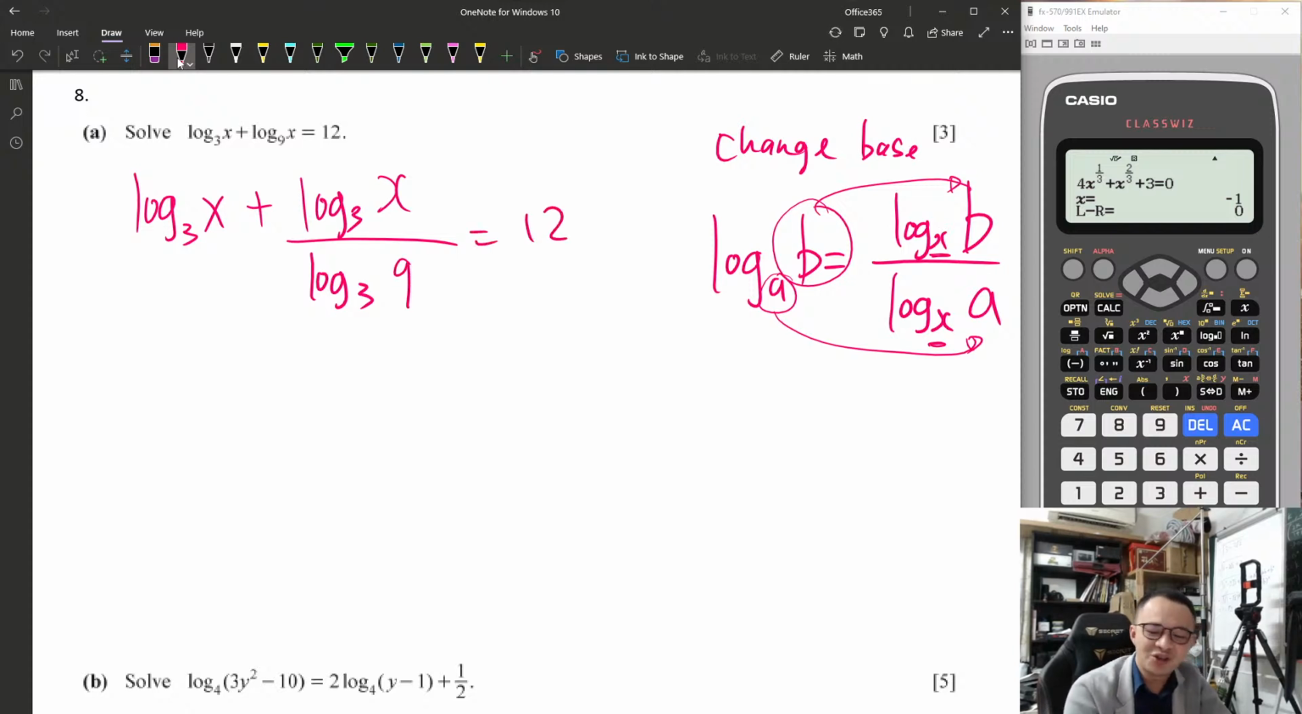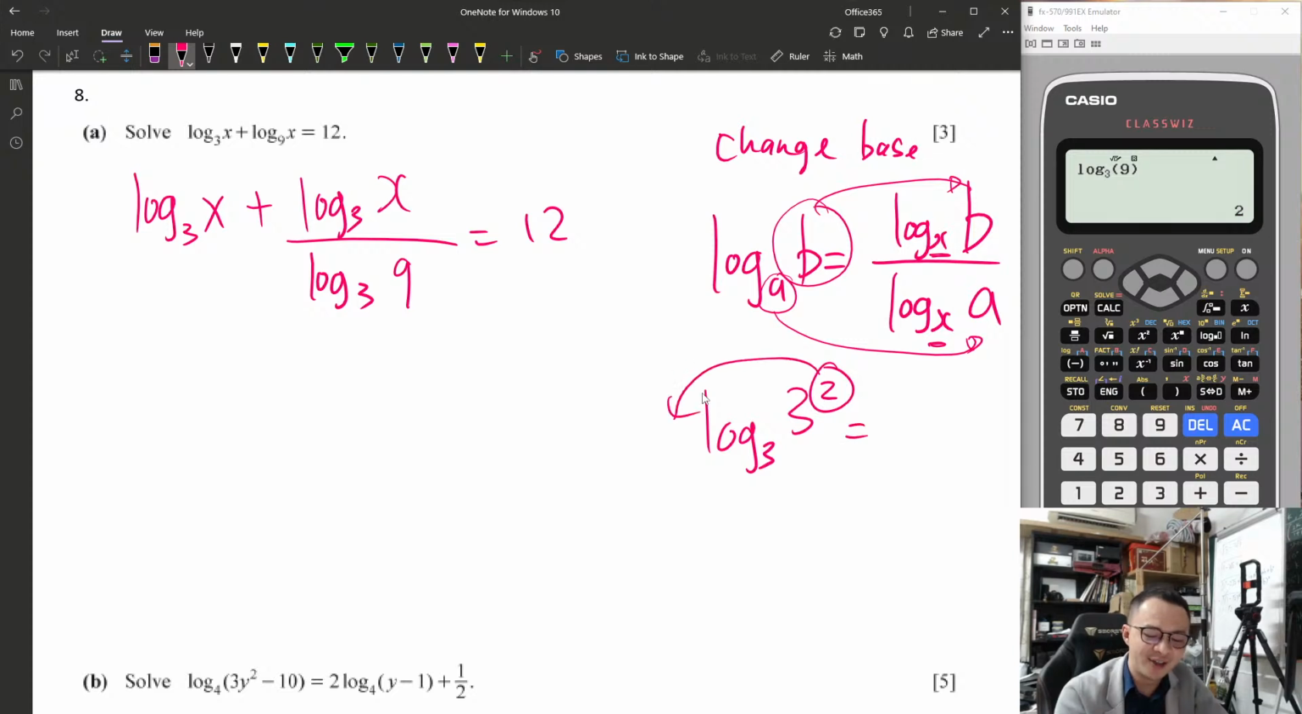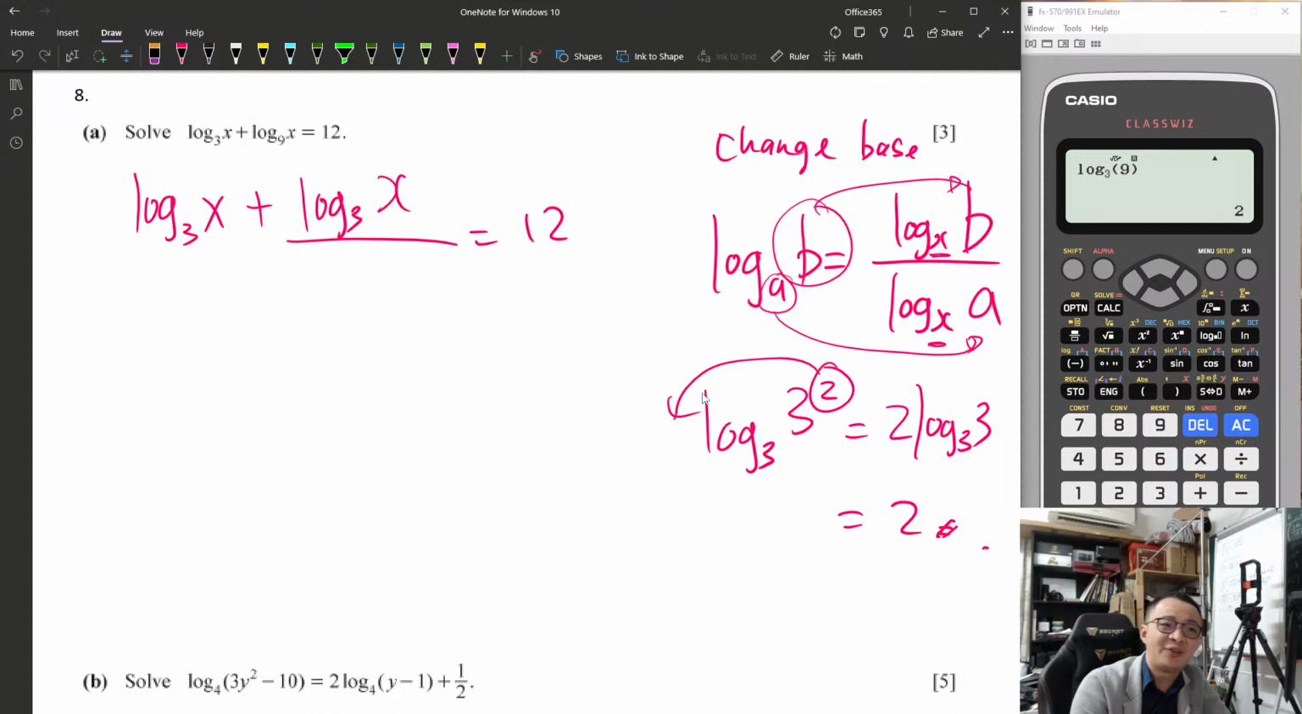Okay, log 3 of 9 is 2. This one, there's no surprise. You can either use a calculator or understand the concept behind it. If you want to understand the concept, 9 basically is 3 squared. The 2 you can move to the front. This log rule tells you the power can move to the front, then you get log 3 of 3, which is 1, isn't it? Then you get 2. So here I will erase log 3 of 9, it becomes 2.